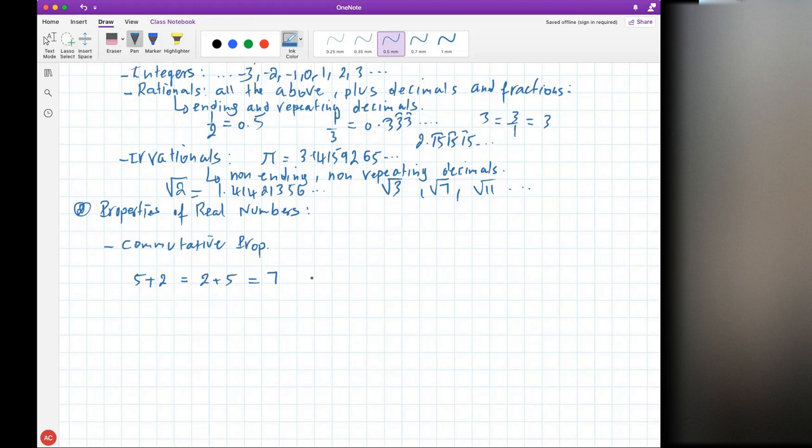It applies to addition. It also applies to multiplication. So the commutative property of addition. Same way, if you multiply two numbers, for example, 3 and 4, you can either say 3 times 4 or you can say 4 times 3. Either way is fine, and the result is the same, which is 12. So that's what we call the commutative property of multiplication.